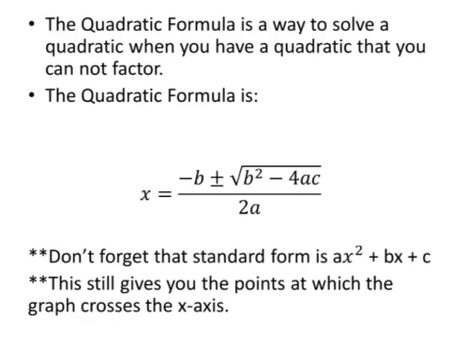X equals negative b plus or minus the square root of b squared minus 4ac, all divided by 2a. So don't forget where a, b, and c come from. They come from our standard form, ax squared plus bx plus c. So your a value is always with the squared, the b value is always with the x, and the c is your constant by itself. Once we plug numbers into that formula, we'll get two answers. They still represent where the graph crosses the x-axis.